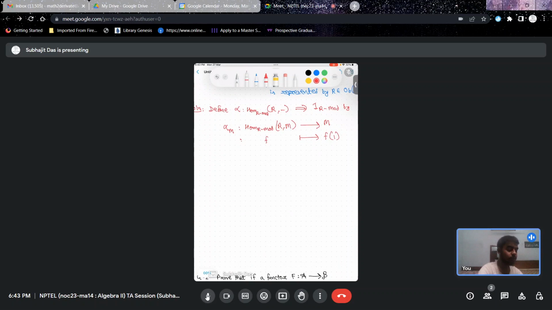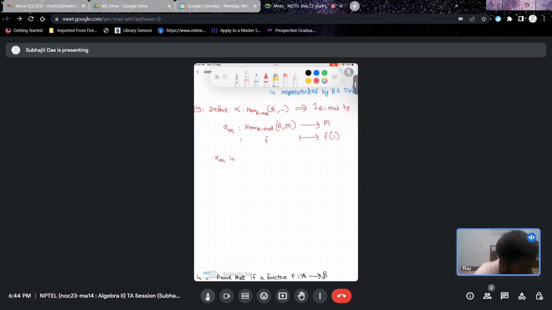So first of all, we need to see that this is actually an isomorphism in the category of all R modules. Since it's an isomorphism in the category of R modules, we need to check that this map alpha at M is both injective and surjective.